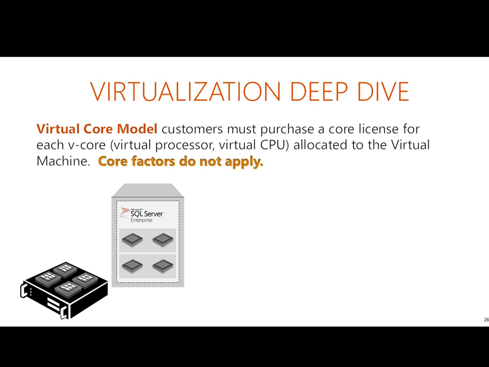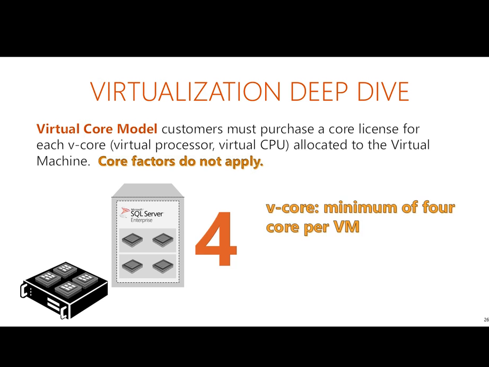But the minimum number of cores on each virtual machine is 4. I repeat, when you create a virtual machine and you want to install an SQL license per core in a virtual machine, the minimum number of cores is 4. So what if you create a virtual machine and you assign just 1 core? It's still going to be 4. If you assign 2 cores, it's still going to be 4, because in the licensing for virtual core model, the minimum is 4. So if you're going to create a virtual machine, it's better to create 4 cores instead of having 1 or 2. Okay?